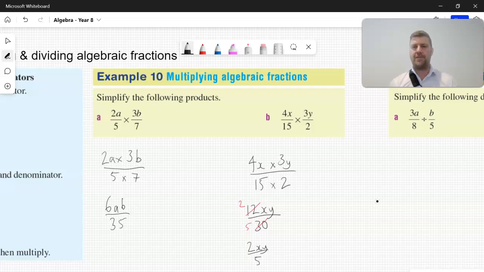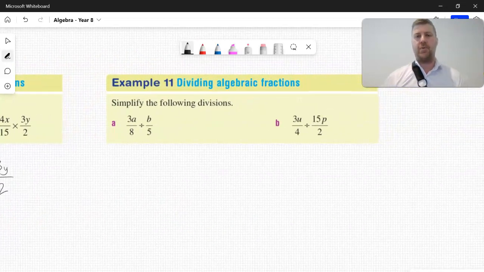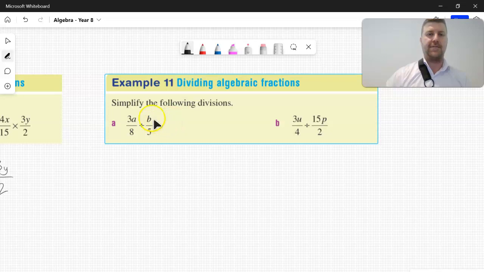So that's it for multiplying fractions. Numerator times numerator, denominator times denominator, and then look to simplify by cancelling out any common factors. The second example I'll go through today is dividing algebraic fractions. Remember, what we're going to do is we're just going to take that second fraction and flip it. So we're multiplying the reciprocal, essentially.